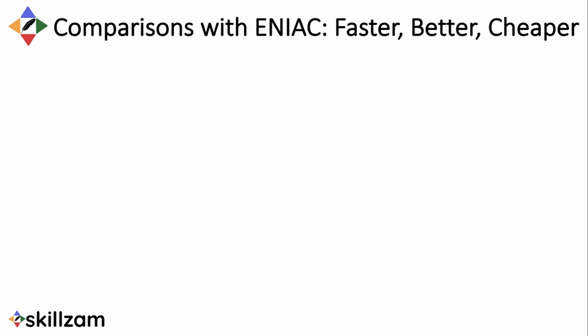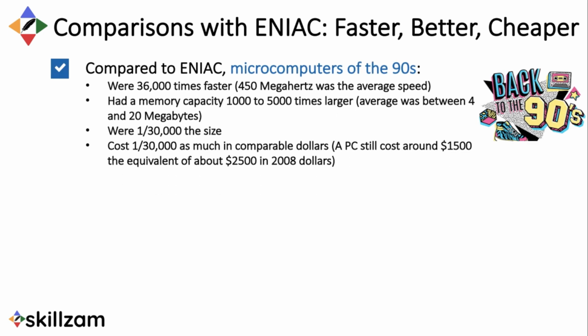Comparisons with ENIAC: faster, better, cheaper. As we know, ENIAC was the first all-electronic general-purpose computer, built in 1946. If we compare it with the computers of the 90s, they were much better, faster and cheaper. 36,000 times faster, with memory capacity 1,000 to 5,000 times larger, 1/30,000 the size, and 1/30,000 as much in comparable dollars.